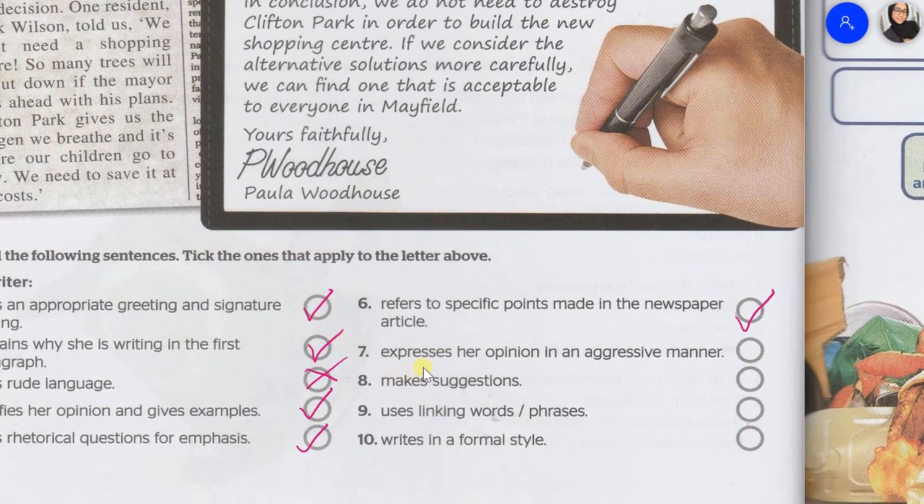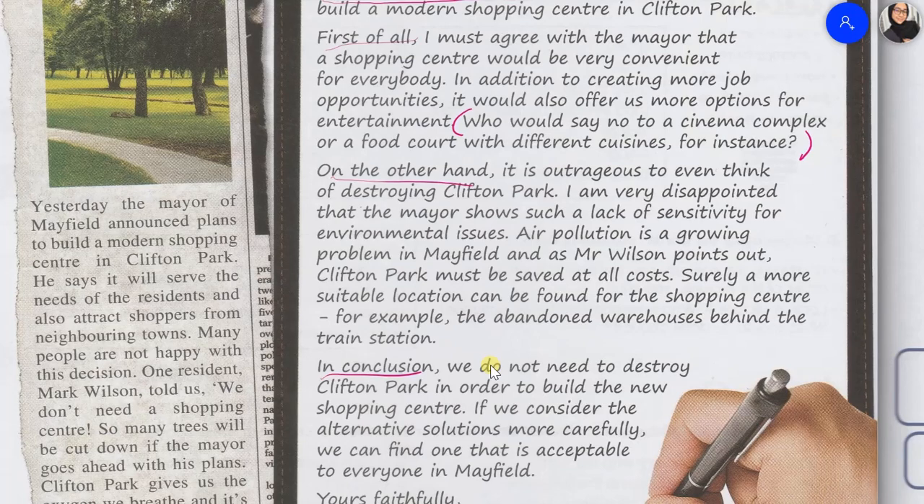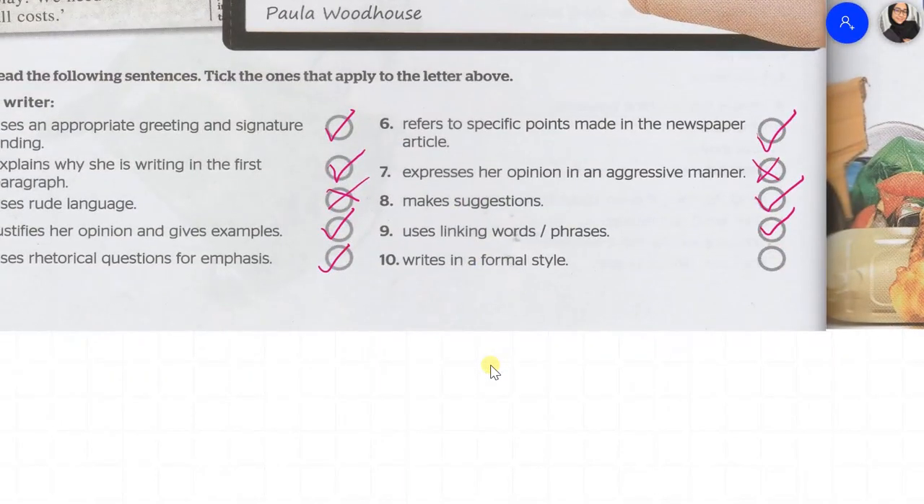Number 7, did the writer express her opinion in an aggressive manner? No, she did not. She was very polite and very formal. Did the writer make suggestions? Yes, she did. Did the writer use linking words or phrases? Yes, she did. What are linking words? On the other hand, in conclusion, what else? First of all, in addition. We've learned about this before, right? So yes for that one.